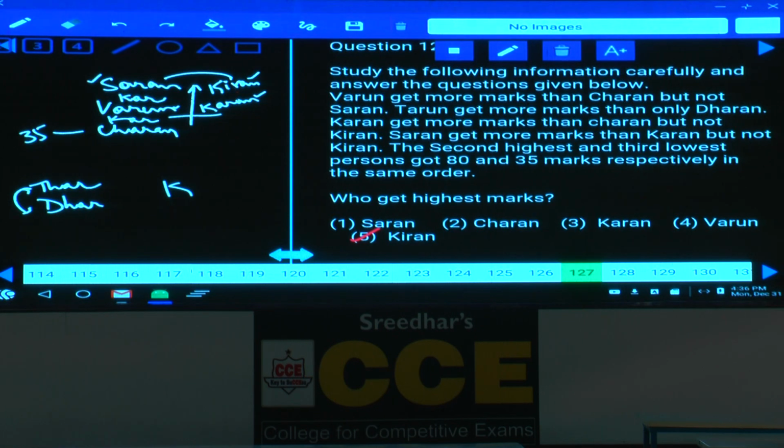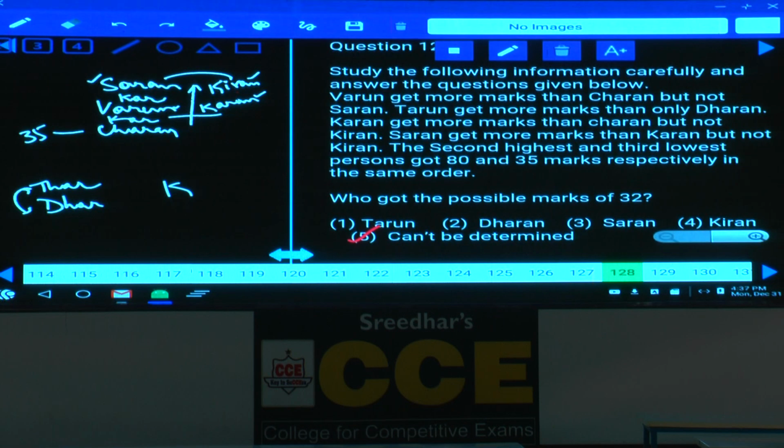Then question number 127. Now in this 127, who got the highest marks? Yes, tell me who got the highest marks here? Why is Kiran here? Why not Saran? Saran is lesser than whom? Now this Saran is lesser than Kiran, and this Kiran got the highest, that is choice 5.